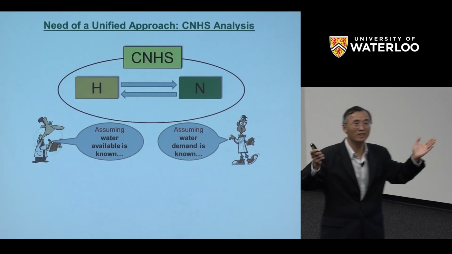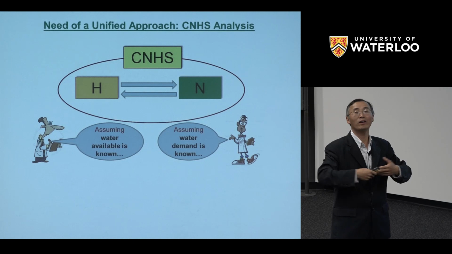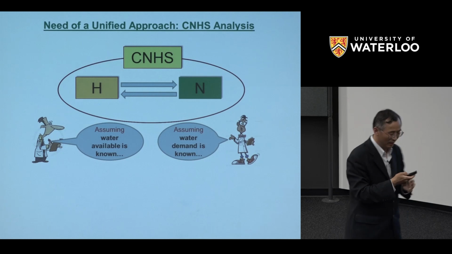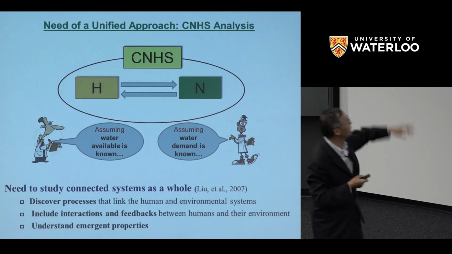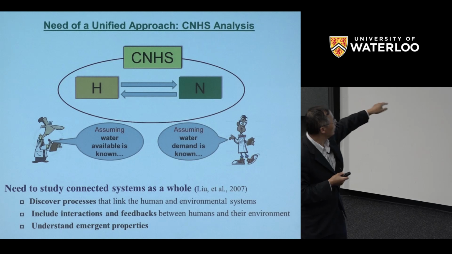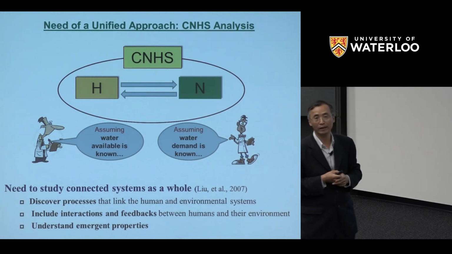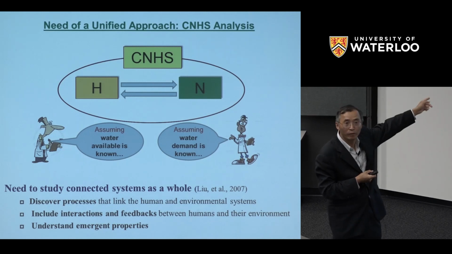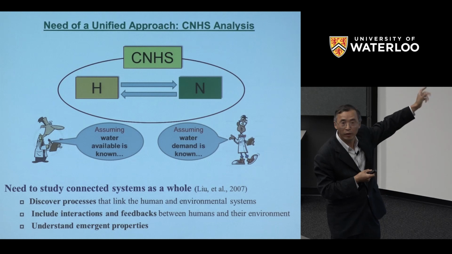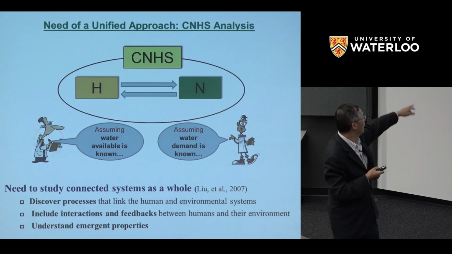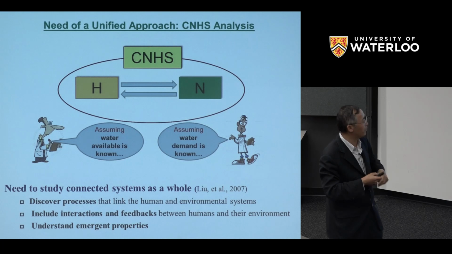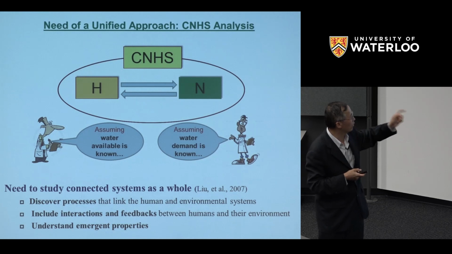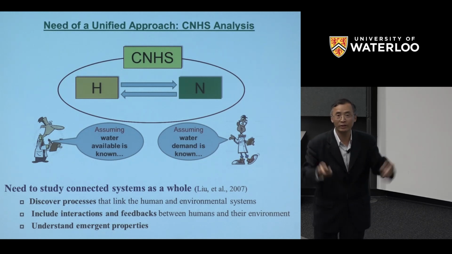But economists say, no, this is not right because water demand is not determined. Water demand changes with the market, even at one time point. So for coupled human-nature systems, CNHS, how can we discover processes that link human and environmental systems? Like in the RSA, how could we link the irrigation development with the change of the RSA? And how could we include the interactions and feedbacks between humans and their environment? And how could we understand the so-called emergent properties at the systems level?